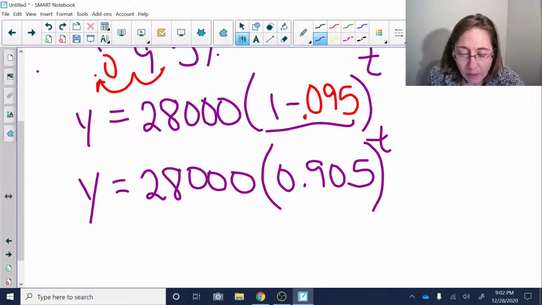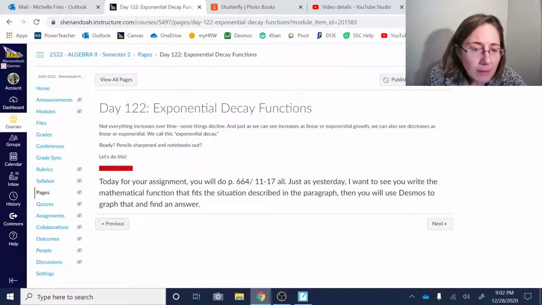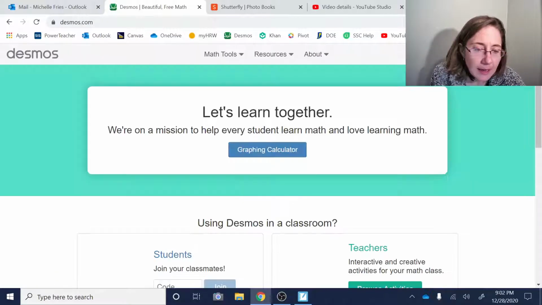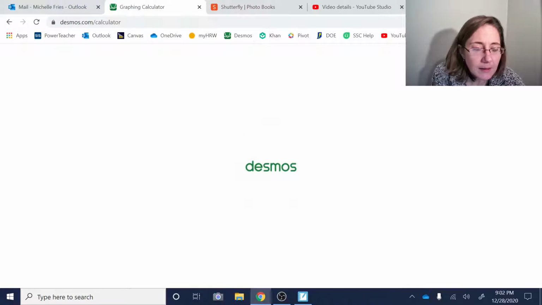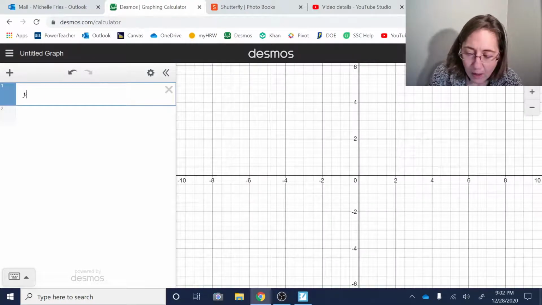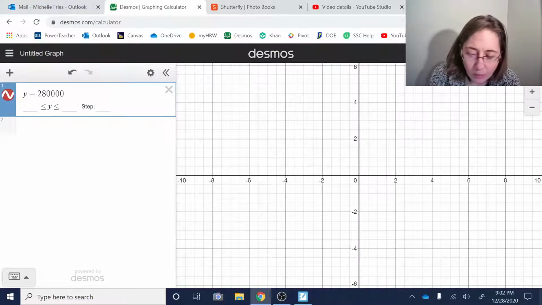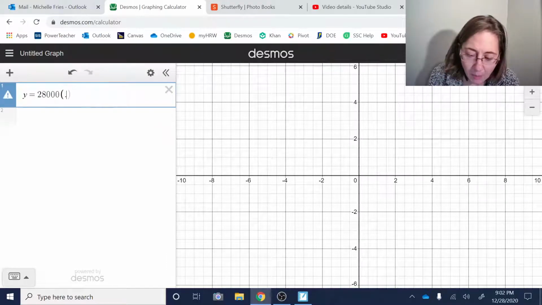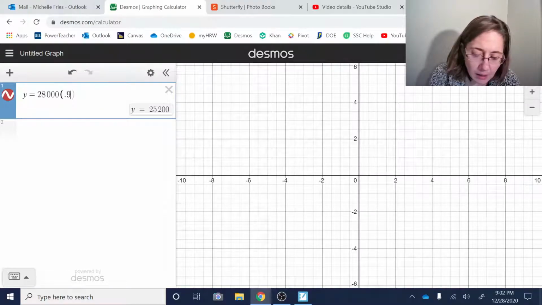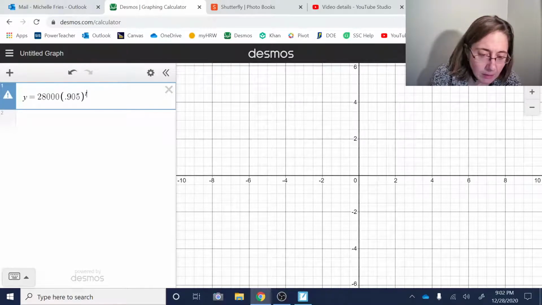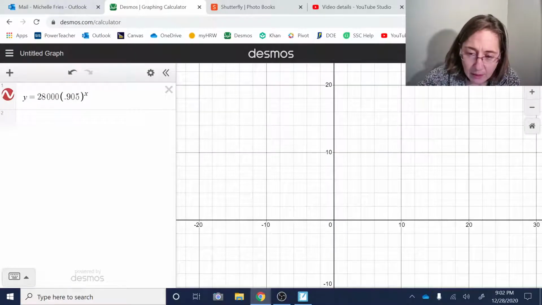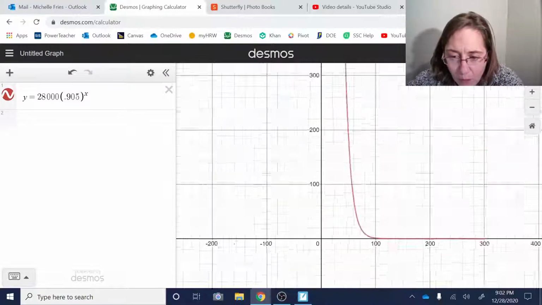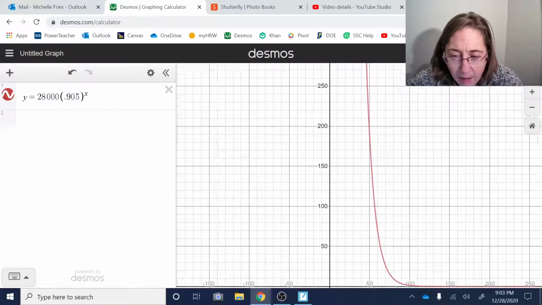So the way we're going to do that is with the graph of this. So let me go over here to Desmos again. And let's model this. So we have y equals 28,000 times 0.9055 to the x or t, whatever. I'm going to put an x there. Oops, x. So I need to scroll out so I can see this thing. It's going to be way up here because I have such a high initial value.